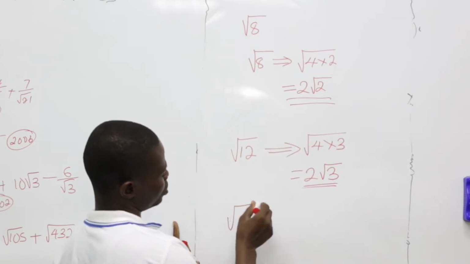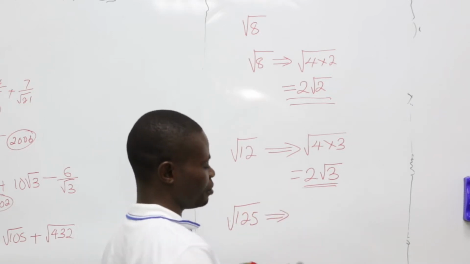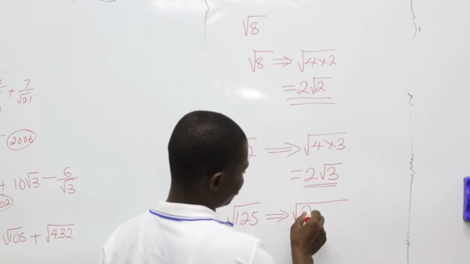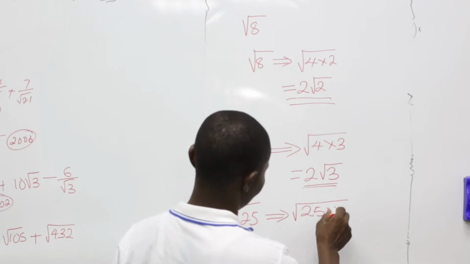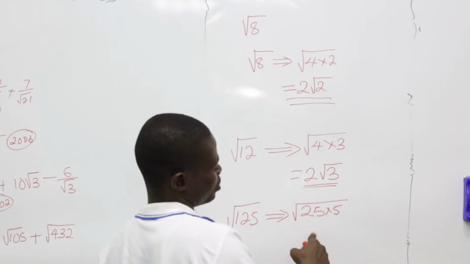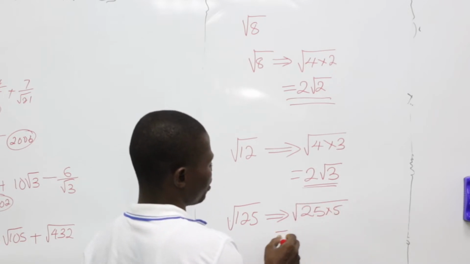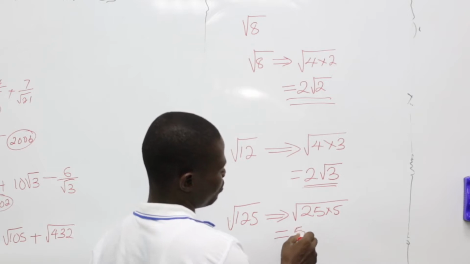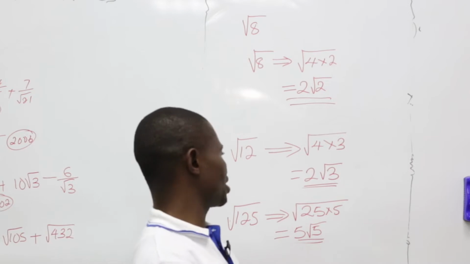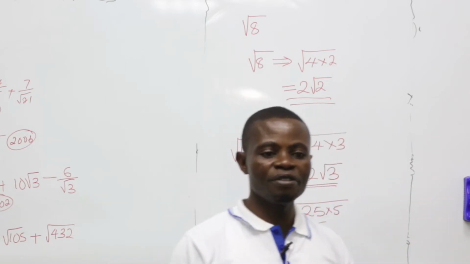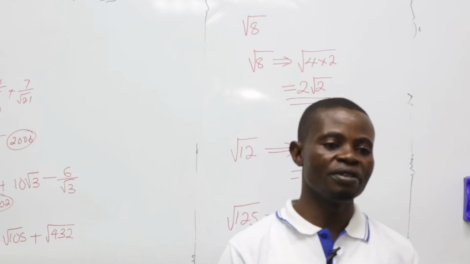If you have root 125, what do you have? 125 by multiplication is 25 times 5. Let's check this. 25 carry 2, 10, 2. Okay. 25 is a perfect square. The square root is what? 5. Then root 5. So these are basic knowledge you should have before you venture into the main problems involving surds.